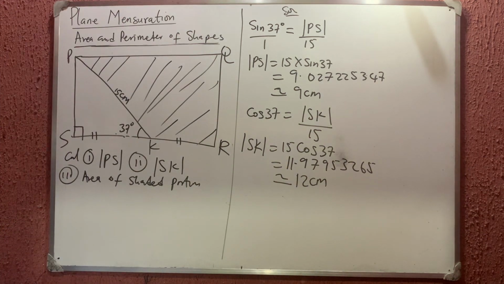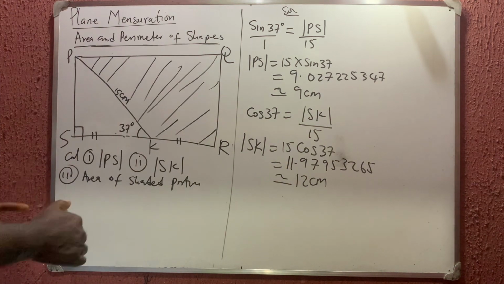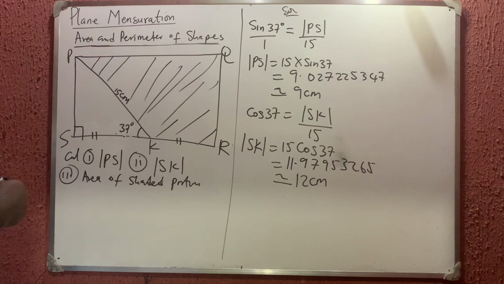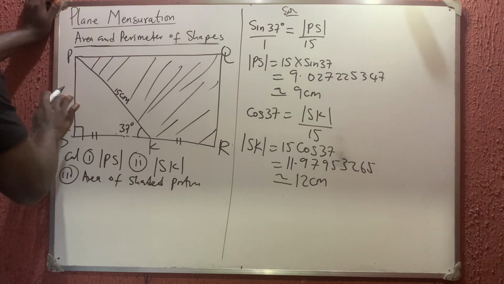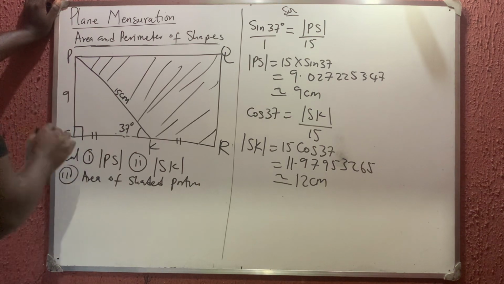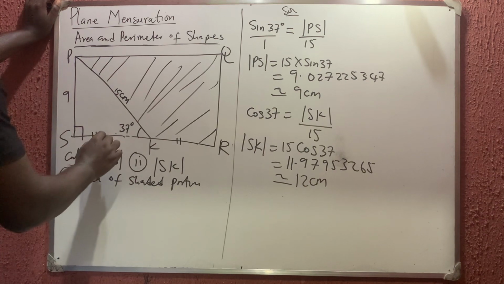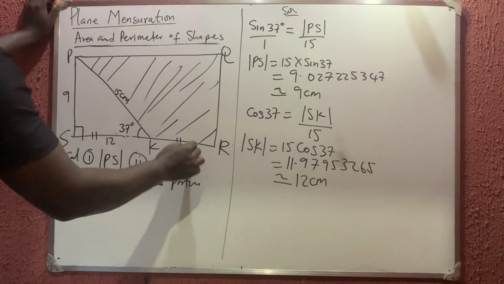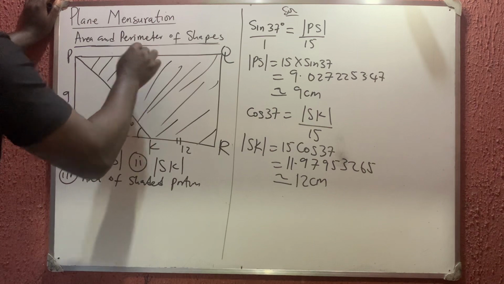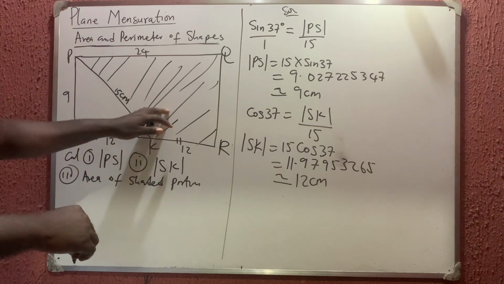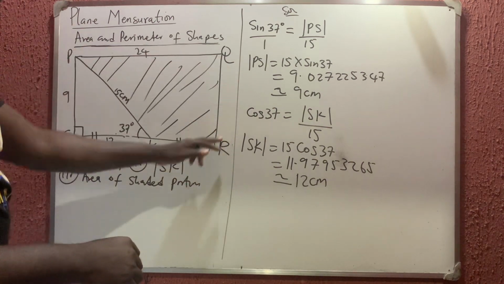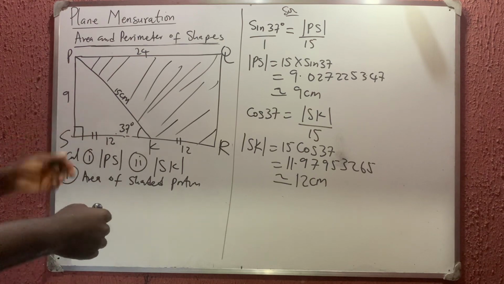Okay. So they now say we should calculate the area of the shaded portion. Now, for us to calculate the area of the shaded portion, first of all, we have gotten here to be 9. And then we have gotten this side to be 12. And they say that if here is 12, here is 12. So obviously from here to here should give us 24. Okay, so area of this shaded portion is simply area of the rectangle minus area of the triangle.